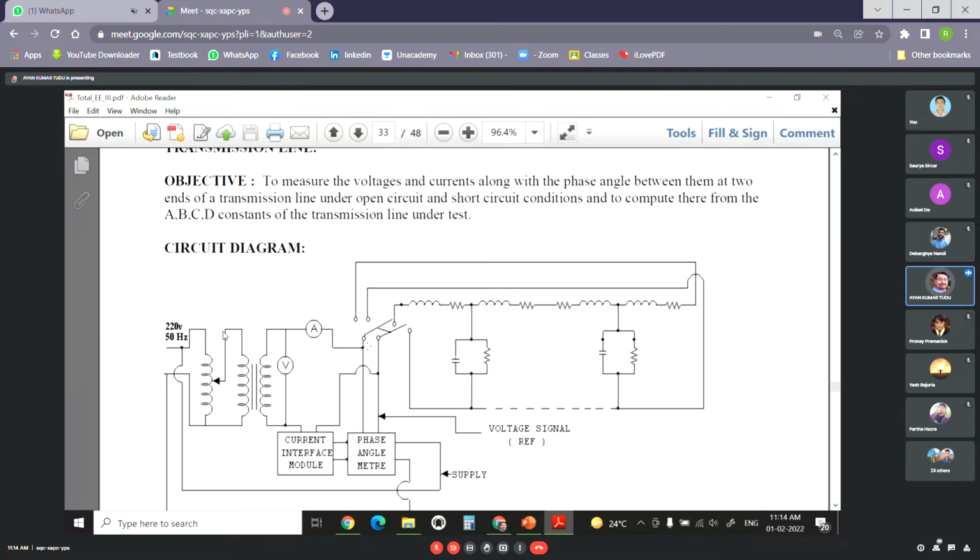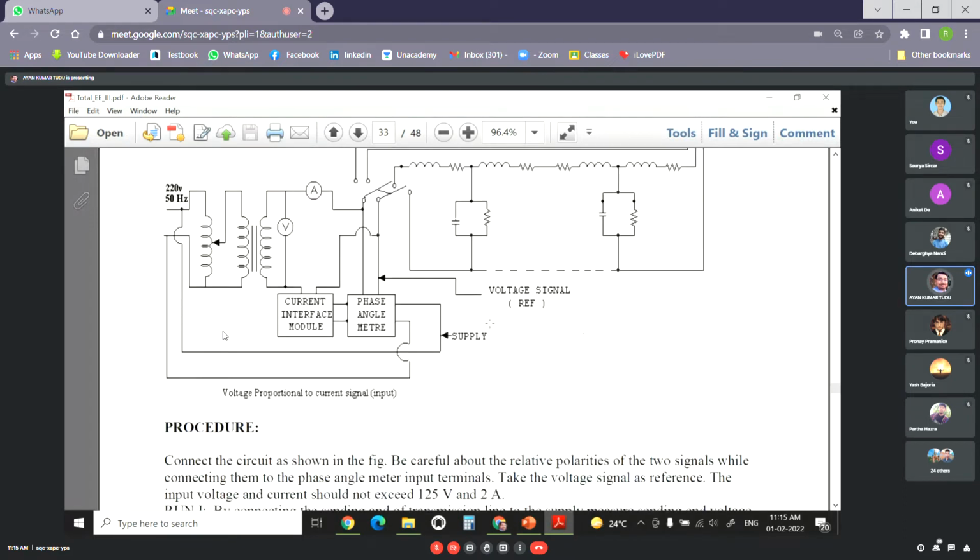What we do is that we manually change the supply: one time we have to give the supply to the sending end, and at the other time we have to give the supply to our receiving end. So though there is a picture of a switch in the diagram, in our actual work we do not use any switch. Okay, please remember this.